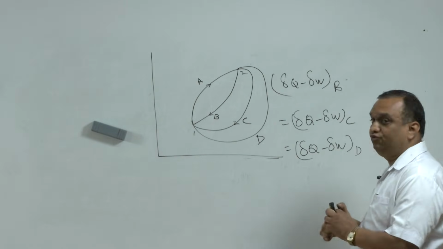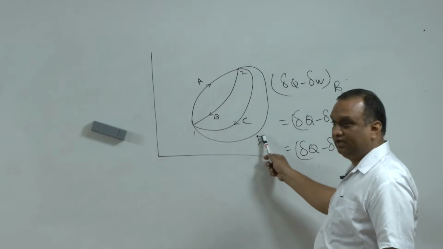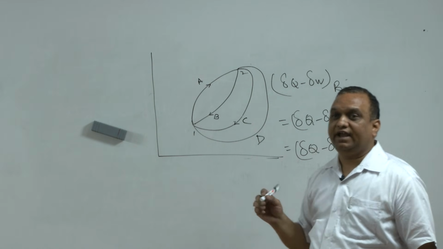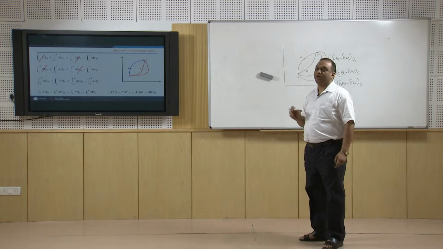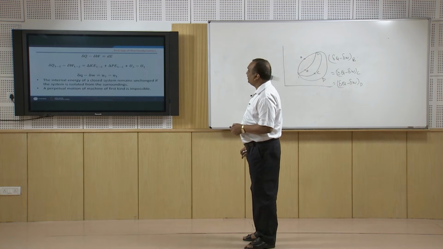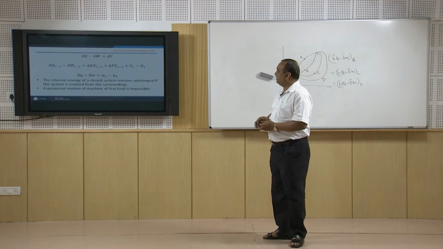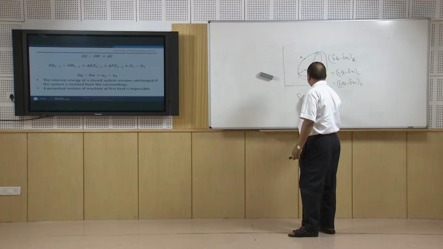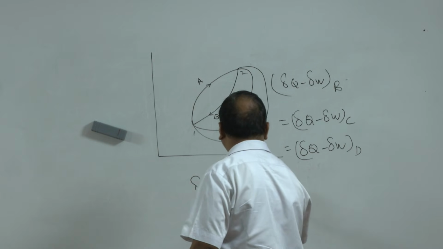It means you choose any path, B, C or D, the difference of delta Q minus delta W is going to be the same. This indicates there exists a property in the system, and this property is later known as the internal energy of the system. It is the total energy of the system. It involves everything: the kinetic energy, potential energy, rotational energy of the atoms, everything. And because we are dealing at the macroscopic level in thermodynamics, finally for a closed system, the first law of thermodynamics turns out to be delta Q minus delta W is equal to dU.